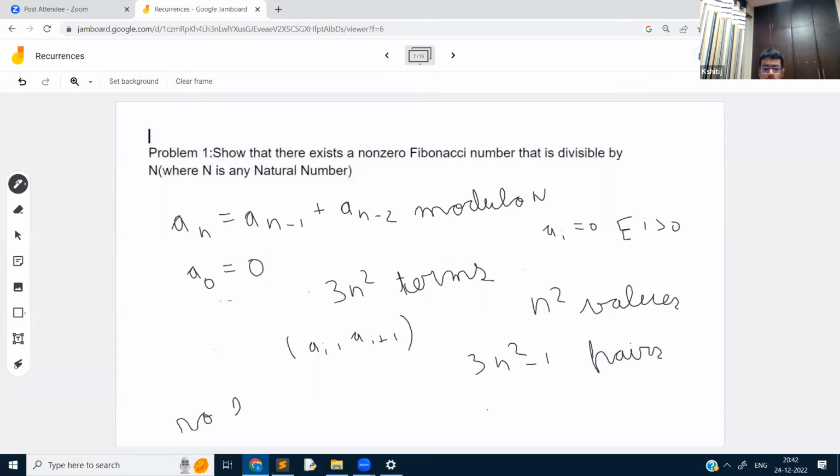So let a_i equal a_j and a_(i+1) equal a_(j+1). So is the PHP part clear to everyone? Okay, so I'll proceed.